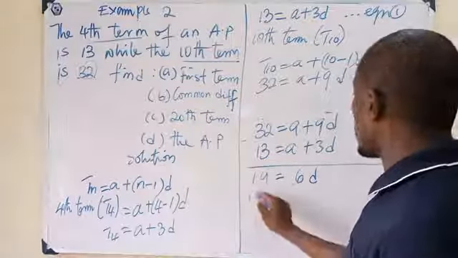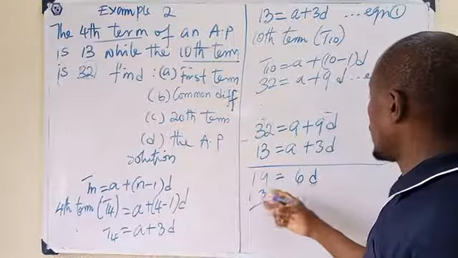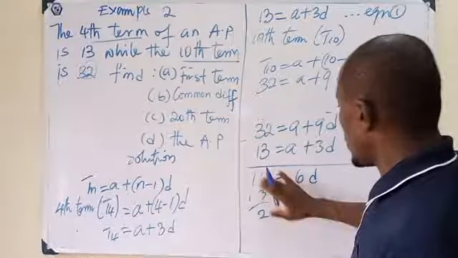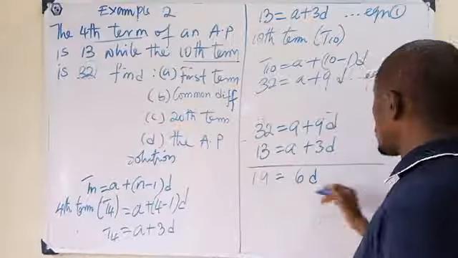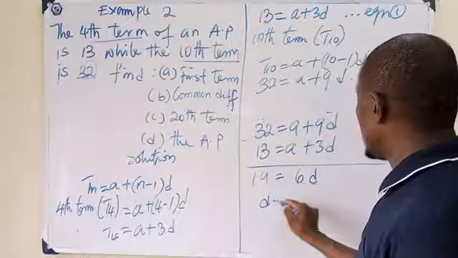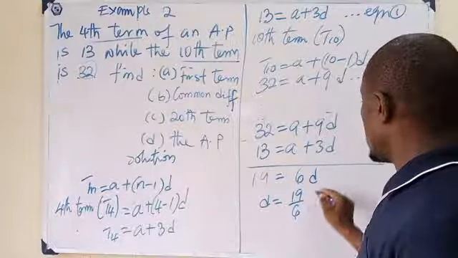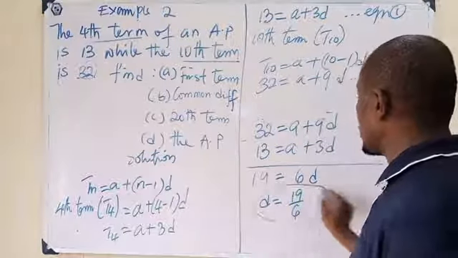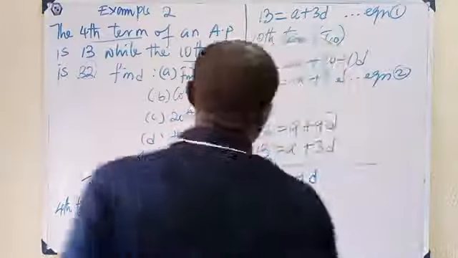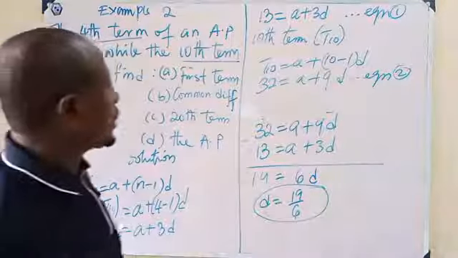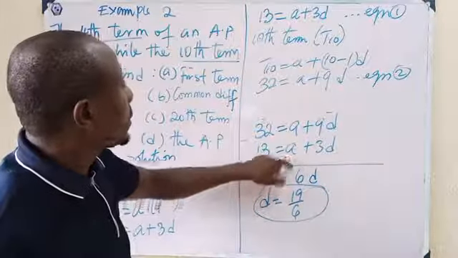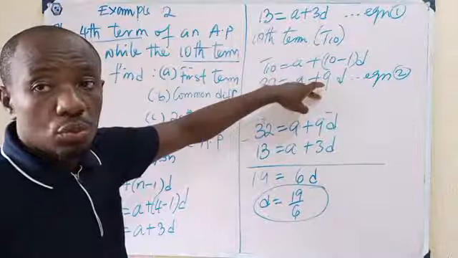So I just want to confirm if it's correct. This is 9, 10, 11, 12. Okay, it's correct. Alright, so this is what we have. So D is equal to 19 over 6. Now, we can substitute D into either equation 1 or equation 2 to find A.